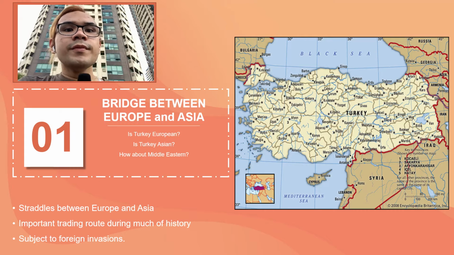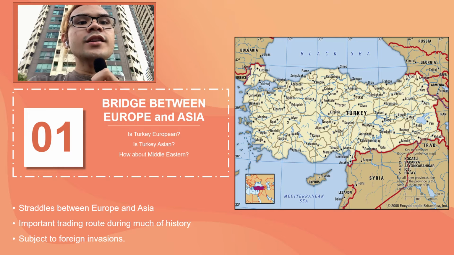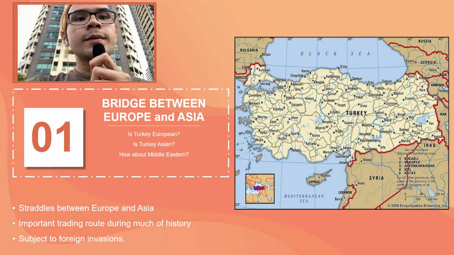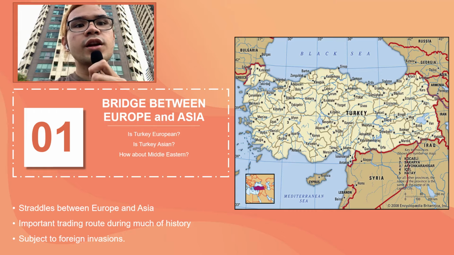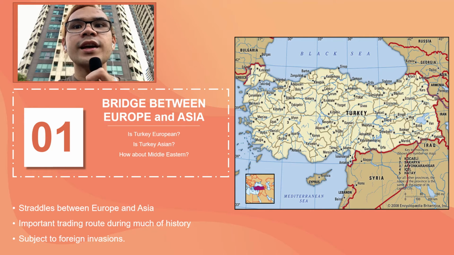Thank you, MJ. Now, Turkey is a country with a somewhat identity crisis. Straddling between two continents, some may classify Turkey as a European country, some as Asian, some may even argue if it's Middle Eastern or not. However, since not only Anatolia, the larger part of Turkey's territory is in Asia, but also its capital Ankara, we will classify them as Asian.